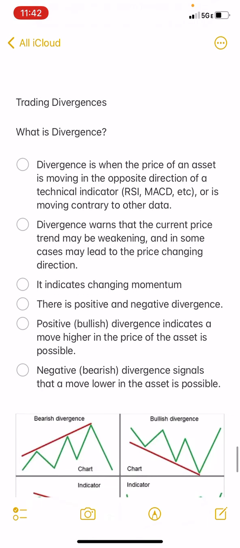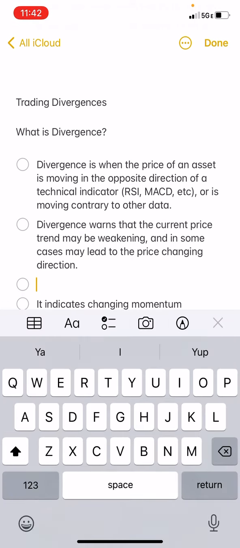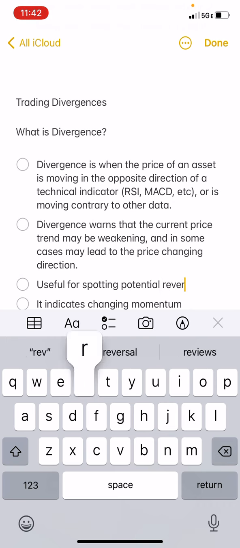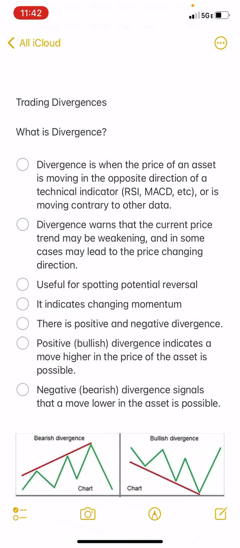So what divergence does is it warns us that the current price trend might be weakening, right? In some cases, it may lead to the price changing direction. So divergences are really good for spotting potential reversals, and I should add that in here as a note. Useful for spotting potential reversals, okay?